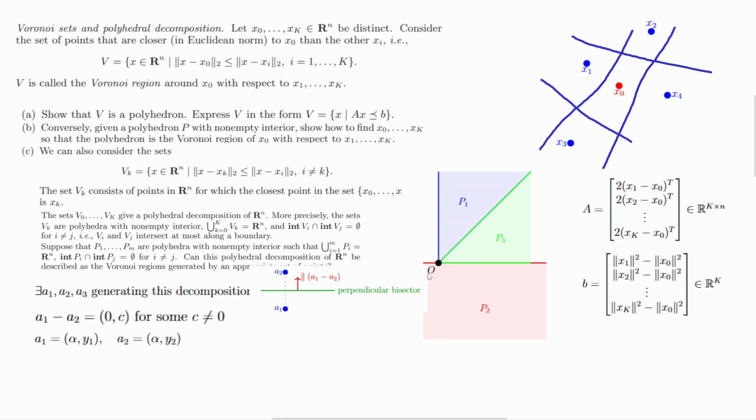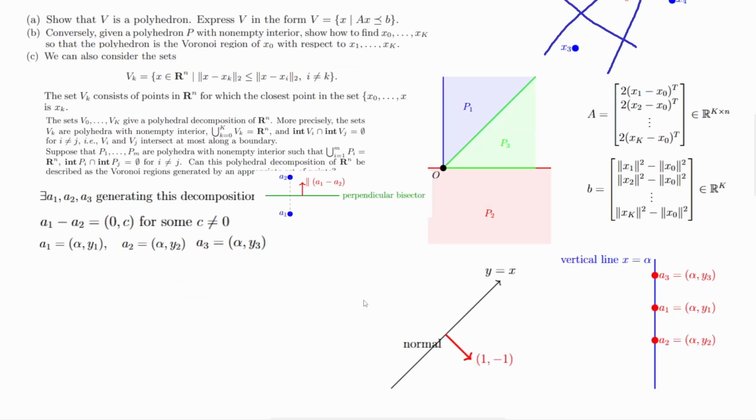So we have the same logic between the boundary of P3 and P2. The positive x-axis is the perpendicular bisector between A2 and A3. So again, that means that A2 and A3 also have the same x-coordinate. So what this means is that all 3 points lie on a vertical line.